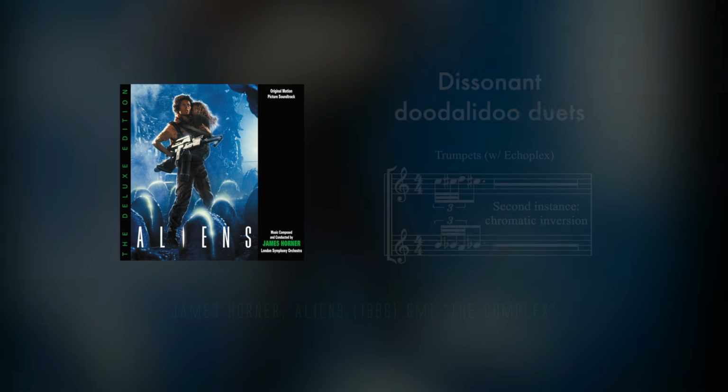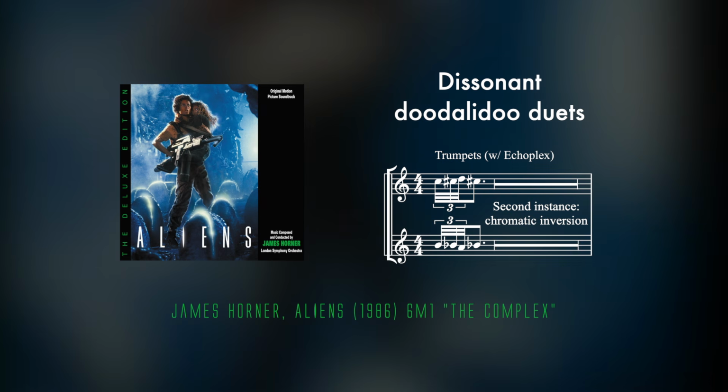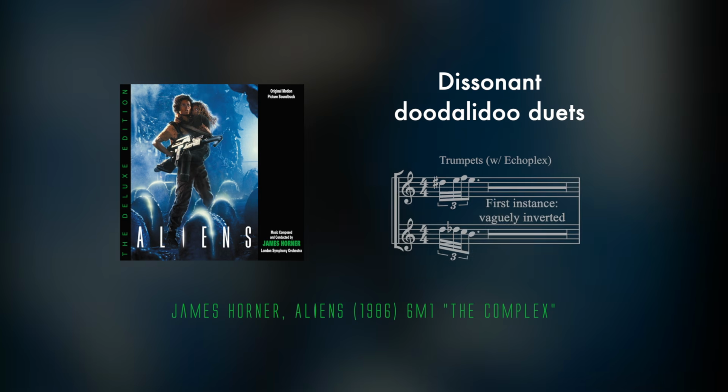In the action horror film Aliens, James Horner ratchets up the dissonance quality of a doodly-doo by adding a second trumpet part playing a sort of inverted version, and then adding an echoplex effect. Two parts keep overlapping and echoing.